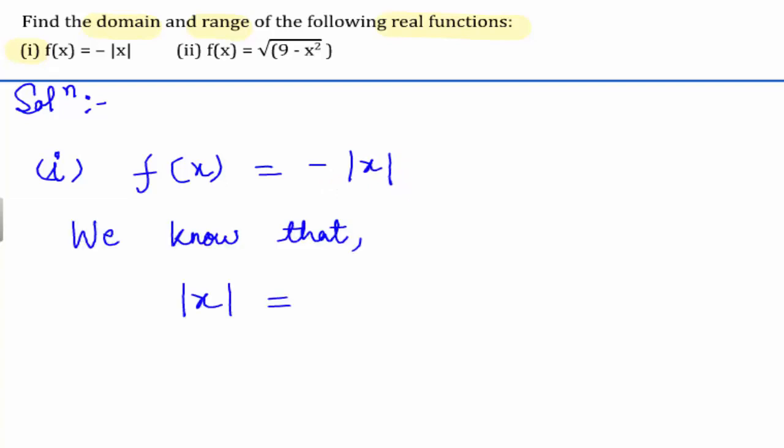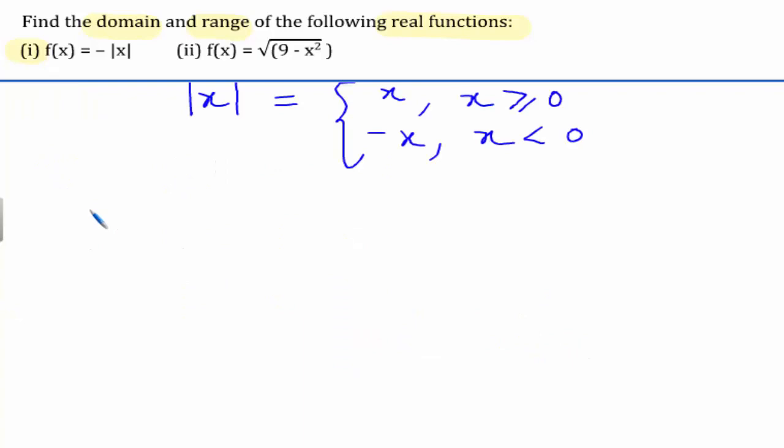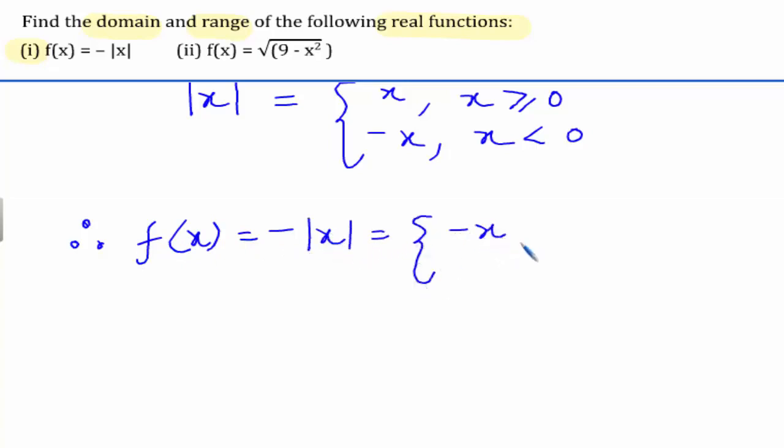We know that mod x is equal to x for all x greater than or equal to 0 and minus x for all x less than 0. Therefore, f of x, which is given as minus mod x, will be equal to minus x for all x greater than or equal to 0 and x for all x less than 0.